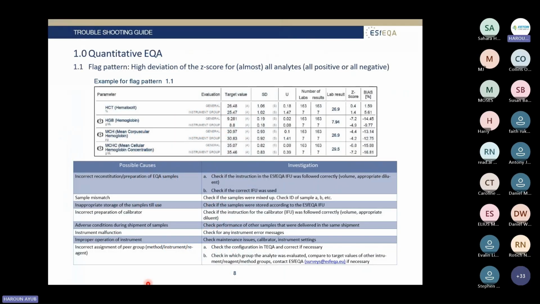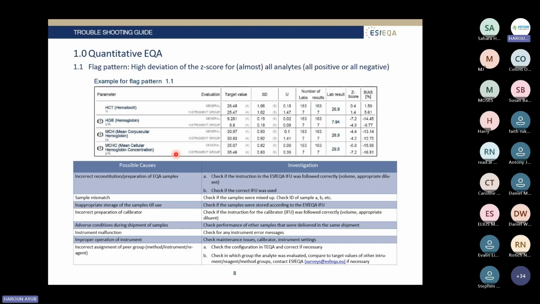So let's go to quantitative results, and then we'll look at the summary for all of it later on. So this is what we are saying as the sign. This is for users who are using our particular EQA. But if you're using a different EQA, you'll get different highlights. And as I said, they might be green, yellow, red indications, marks, and so on. So these particular ones indicate a Z-score of 3 and above. So for quantitative results, you'll get a flag pattern, high deviations, all positive or all negative.